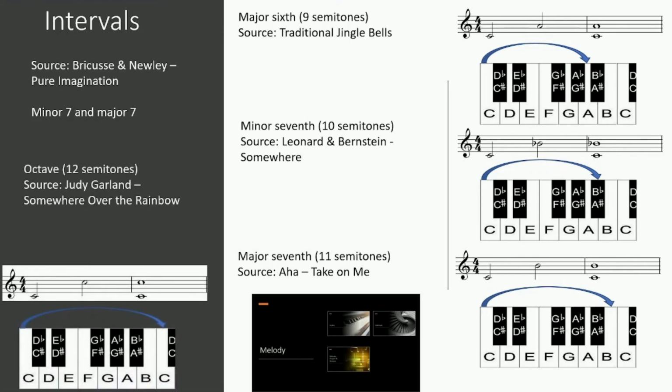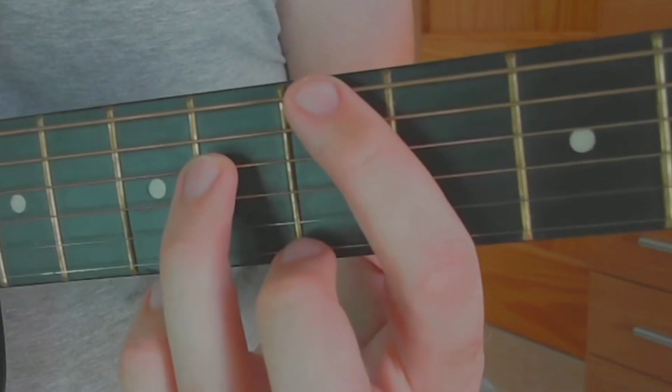Now, octave, the most famous and easiest one to remember is Somewhere Over the Rainbow. Somewhere. Octave. Here's the notation. And the musical example. Somewhere over the rainbow. Octave.